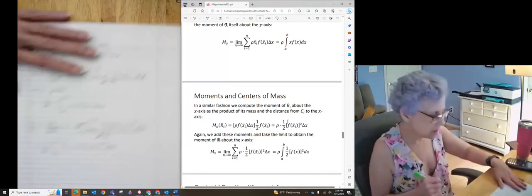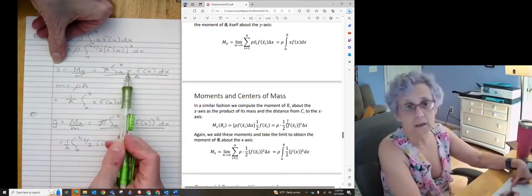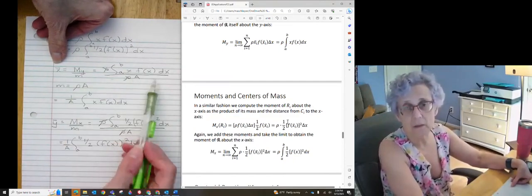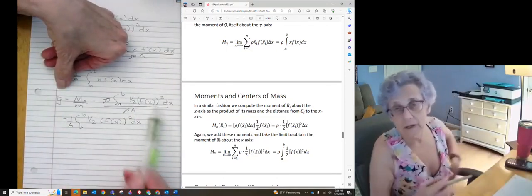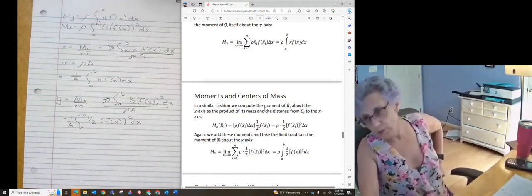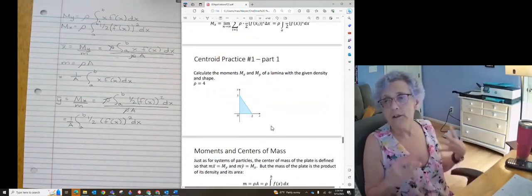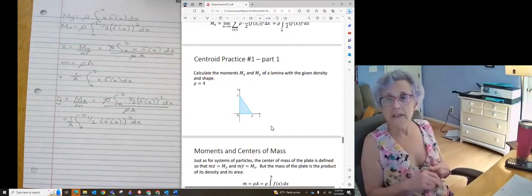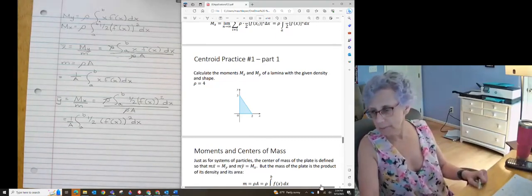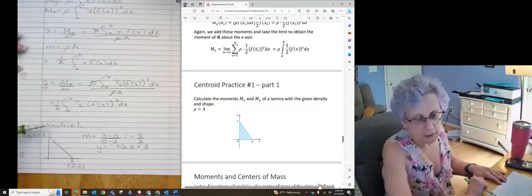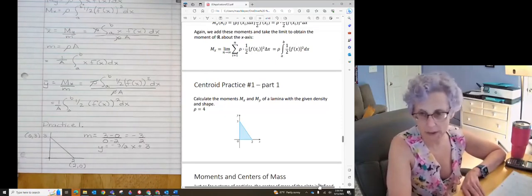What helps me to memorize this is that x bar has this extra x here. It's just x bar has the x times f of x. And then the y bar is 1/2 of f of x squared. We'll do an example. First, we're going to calculate the moments for this lamina, and I'm going to take a minute and sketch it up. Okay, I sketched my triangle, and I'm assuming that this corner right here is at the origin.